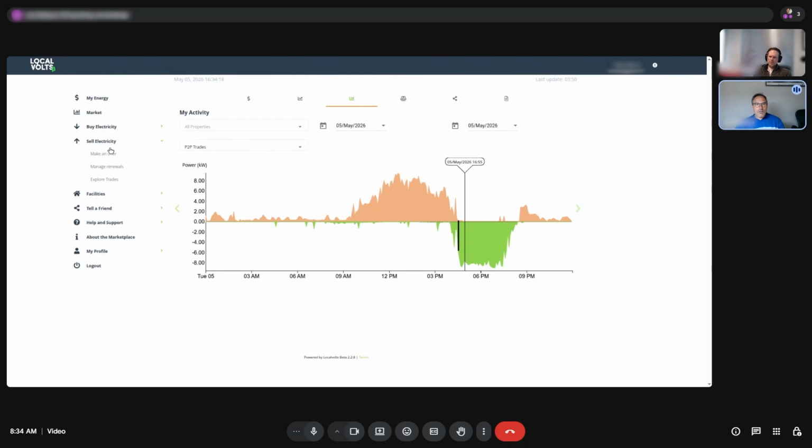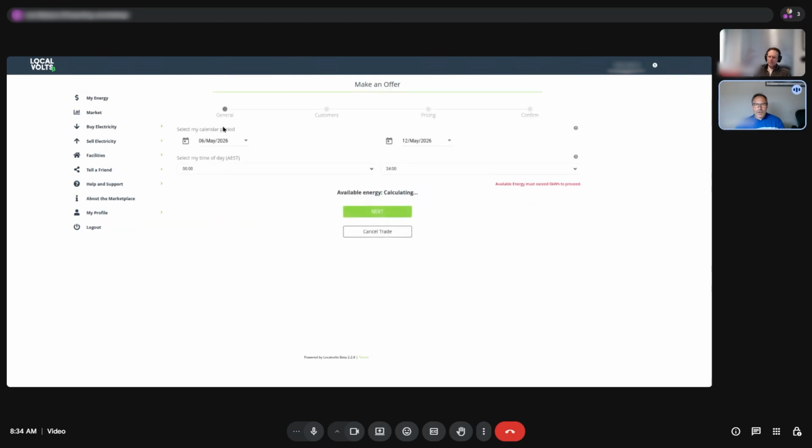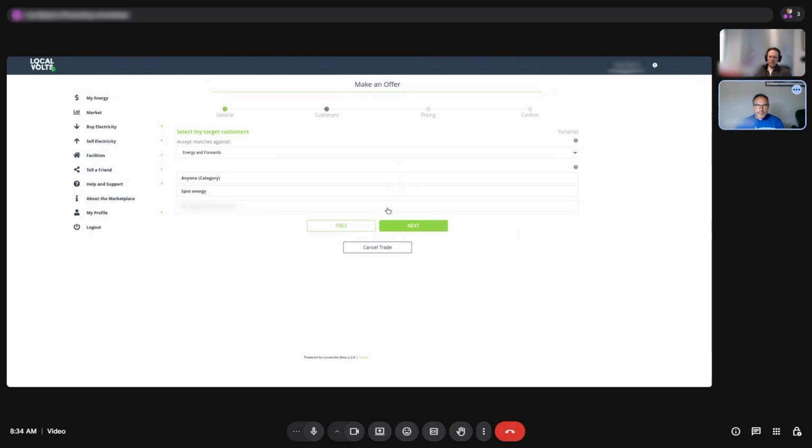So in this case, I'll sell electricity, make an offer, and I'll just pick a day that we haven't used before. I'll pick the 7th of May. I'll go from, say, 5 p.m. to, let's say, 9 p.m. It calculates that I've got 23 kilowatt hours to sell. And now I choose who I want to sell it to. So I will choose Jitendra.